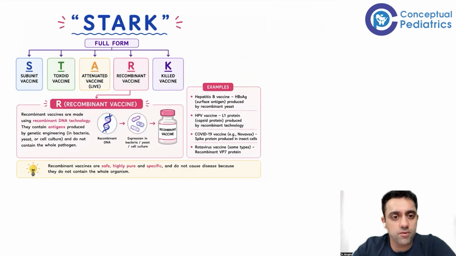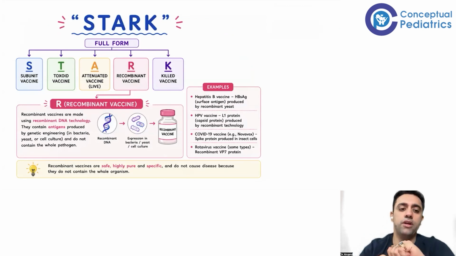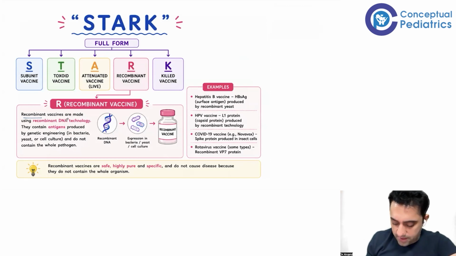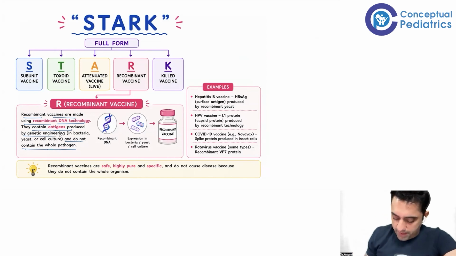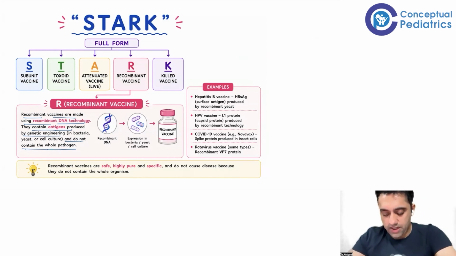Star P is the mnemonic I told you. Now we have the recombinant vaccine. R for recombinant, they are basically made from DNA technology. These vaccines are made using recombinant DNA technology, so they contain antigens and do not contain the whole pathogens. It just contains the antigen, which is produced by genetic engineering in bacteria, yeast, or cell culture, but does not contain the whole pathogen. So very simple and to the point.